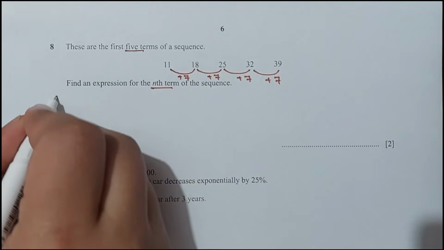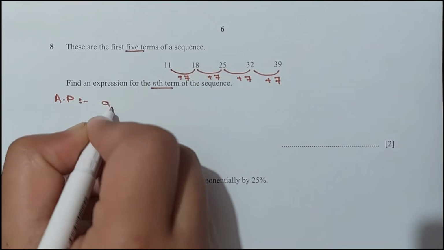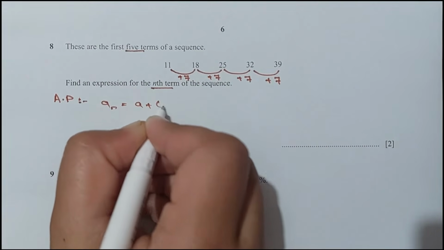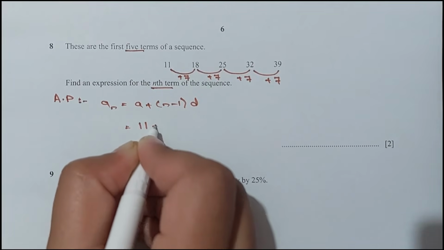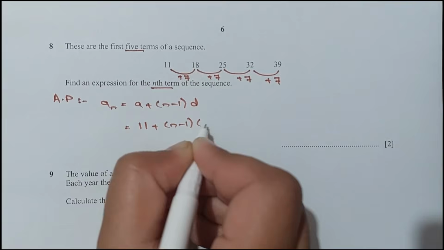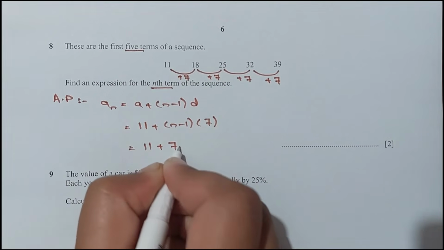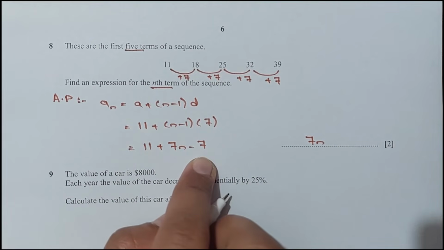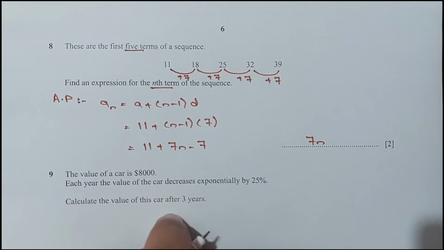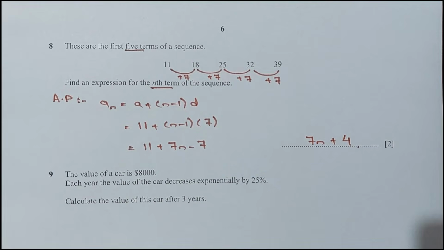So this is an arithmetic progression because it has a common difference. Its nth term a_n would be a plus n minus 1 times d. a is the first term, which is 11, plus n minus 1 times d, where d is the common difference. This is 11 plus 7n minus 7. 7n, and 11 take away 7 is 4. So 7n plus 4 would be the nth term.